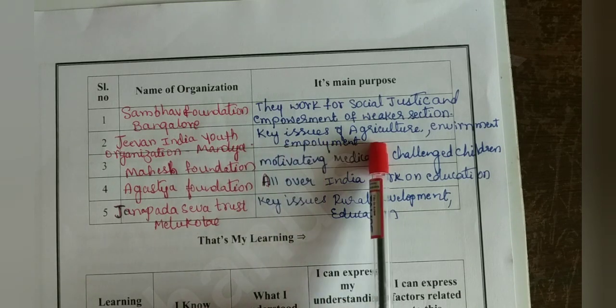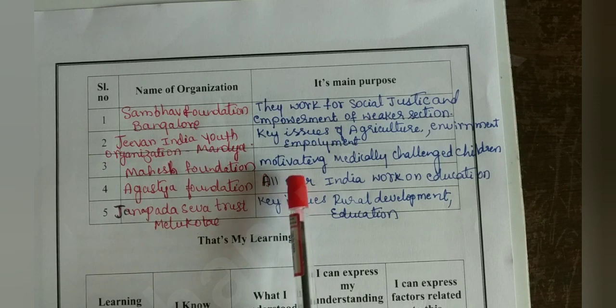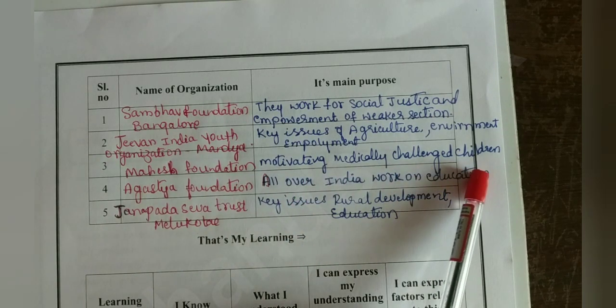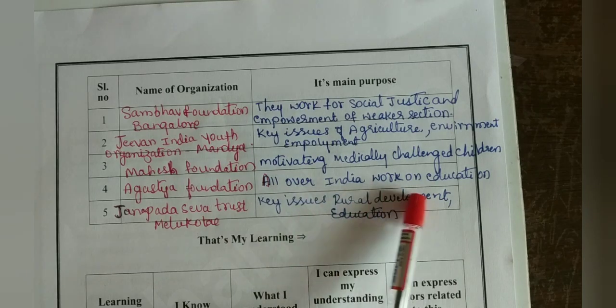Key issues: agriculture, environment, employment. And Mahesh Foundation, motivating medically challenged children. And Agastya Foundation, all over India, works on education.